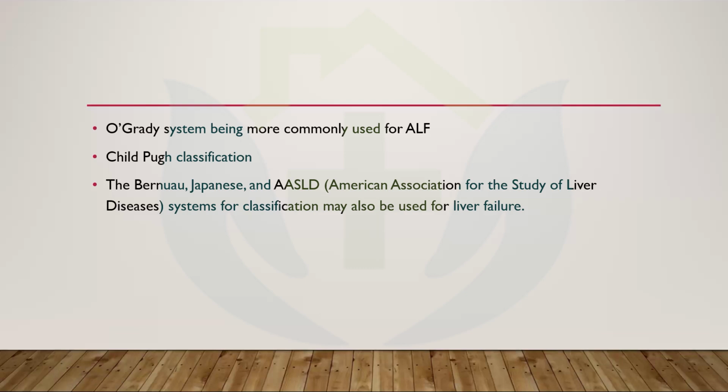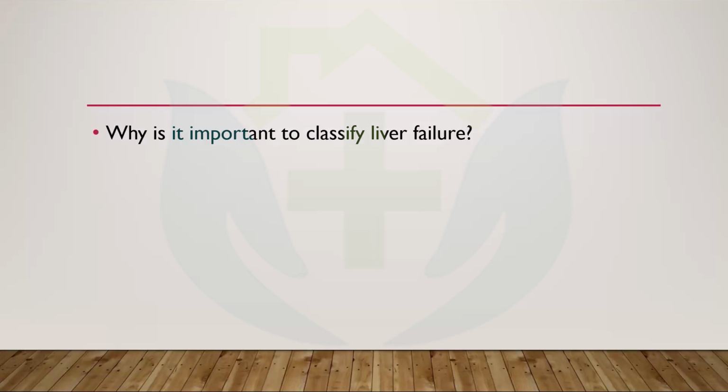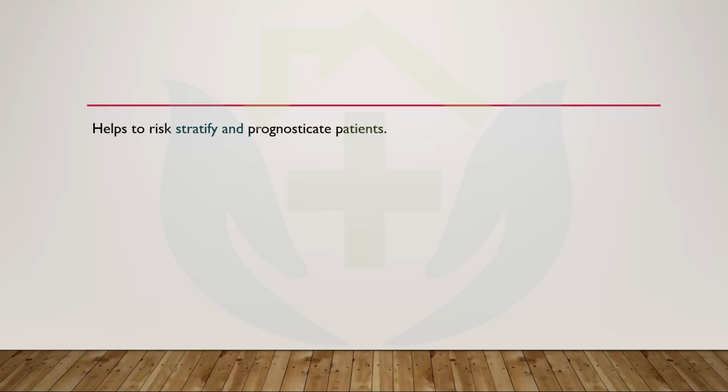Bernuau, Japanese, AASLD classification, these also can be used. See, don't try to go and tell the details of each and every one. If the examiner wants, they will ask you, can you describe any one of these? Then you can describe it. Like O'Grady is one: hyperacute, acute, subacute. You'll get this in books. You can go and read all this. Okay. Then why is it important to classify liver failure? A very practical question. It helps to risk stratify and prognosticate the patient. This is the reason why we classify liver failure.